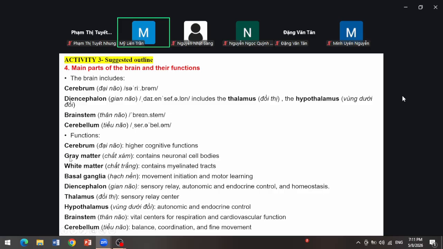Gray matter contains neuronal cell bodies, and white matter contains myelinated tracts. Basal ganglia is in charge of movement initiation and motor learning.